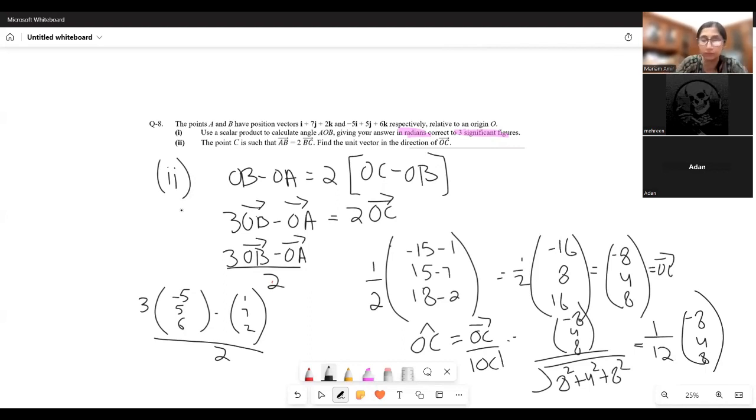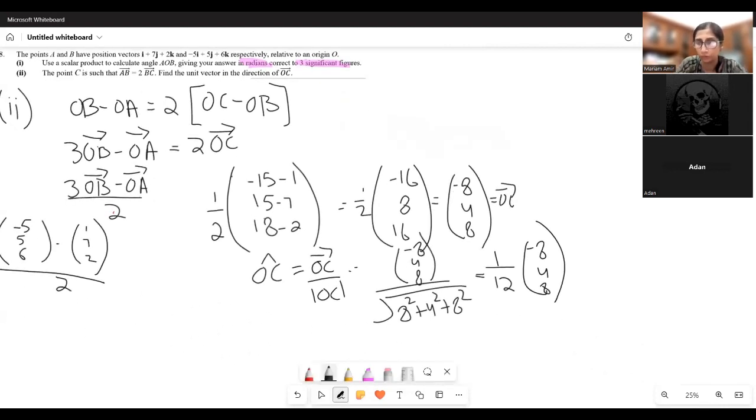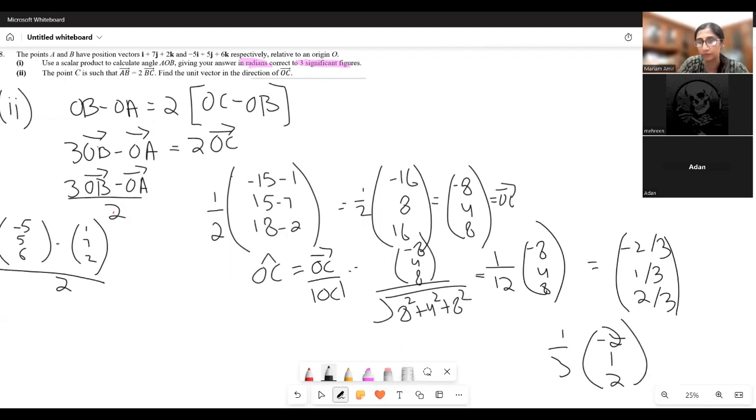This should be further simplified because the numerator and denominator can be cancelled. I'm going to do that. So we have minus 2 by 3, 4 cancelled, then 1 by 3, and then 2 by 3. Yes. The answer at the back is 1/3 of minus 2, 1 and 2, which is exactly the same as this. This is also correct, that is also correct.